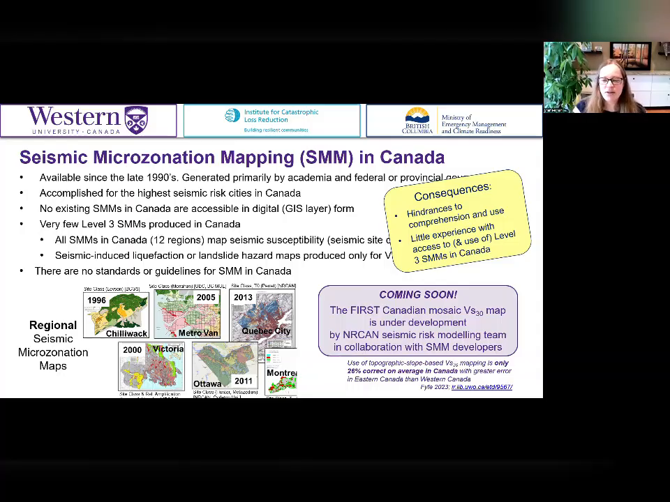Last thing to share with you is that currently there's work happening by the NRCan seismic risk modeling team to merge what has been acquired as level 2 seismic microzonation mapping of VS30 in these regions in Canada with a more blanket level 1 topography-based VS30. So a mosaic VS30 map is under development, and should be available for all of Canada in the coming year.